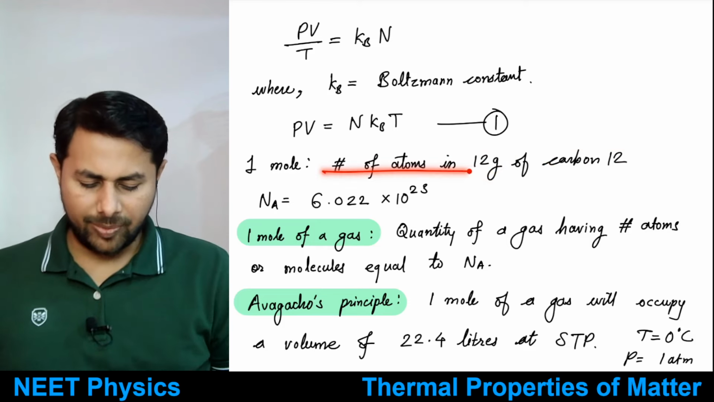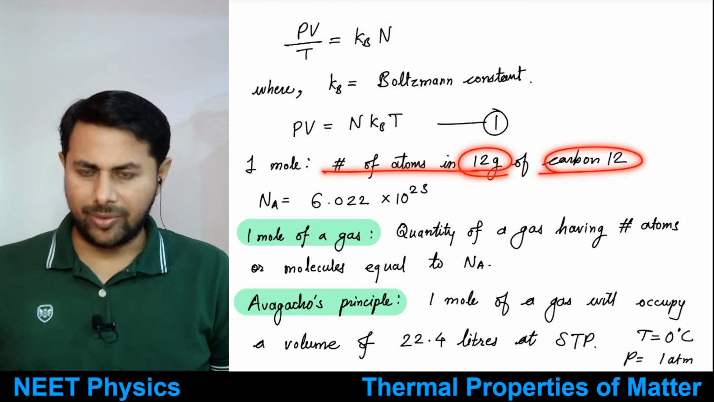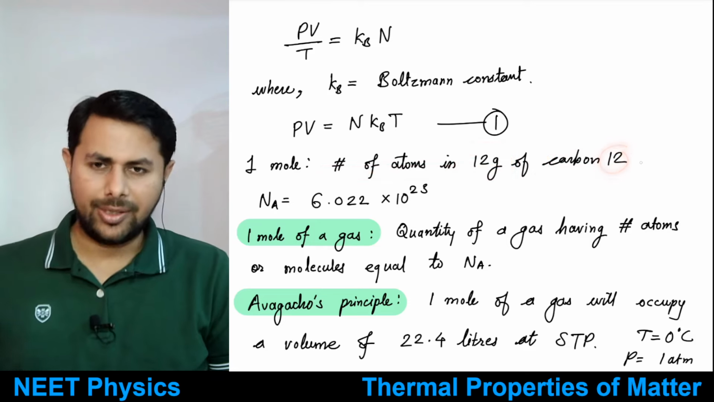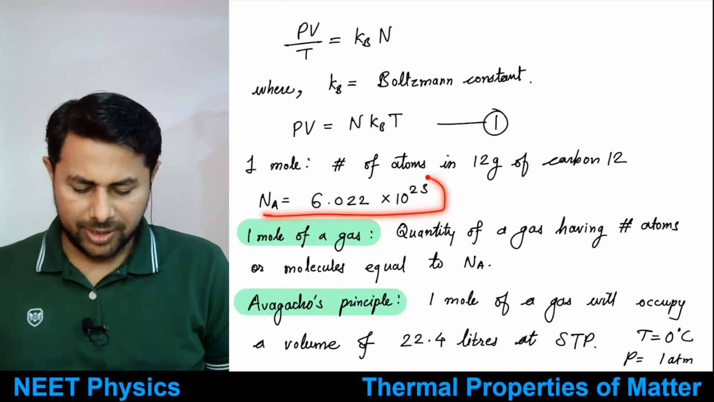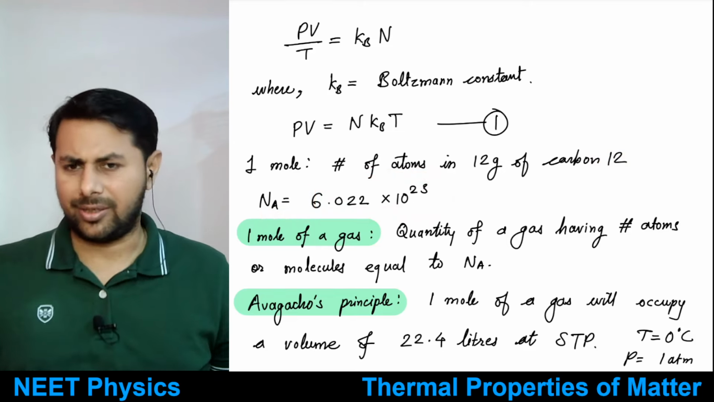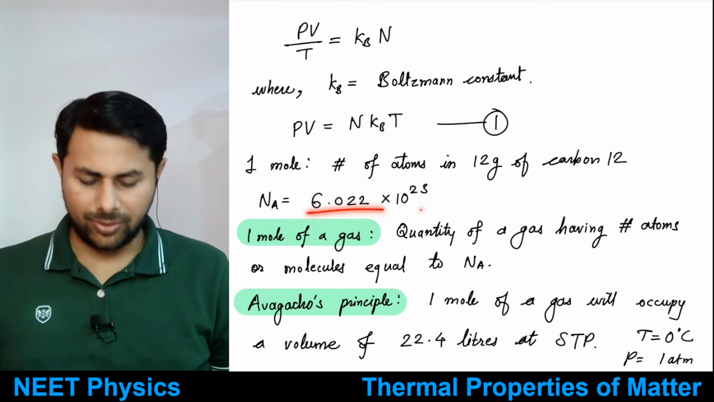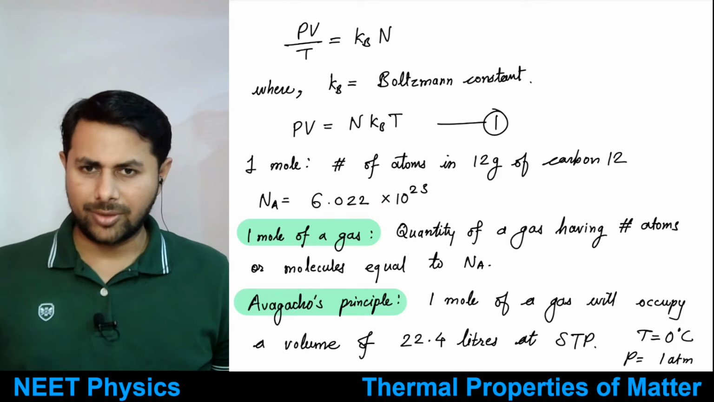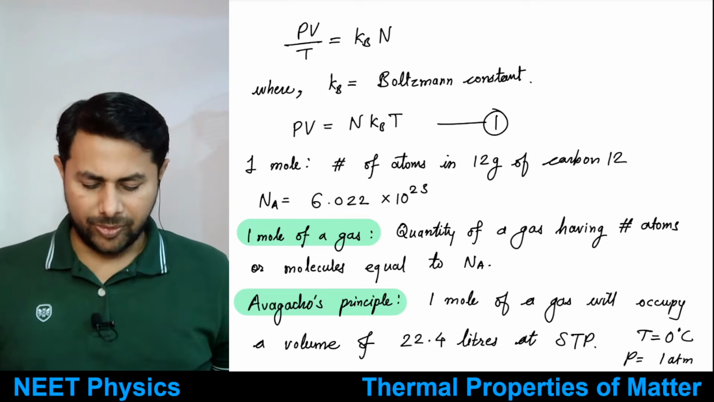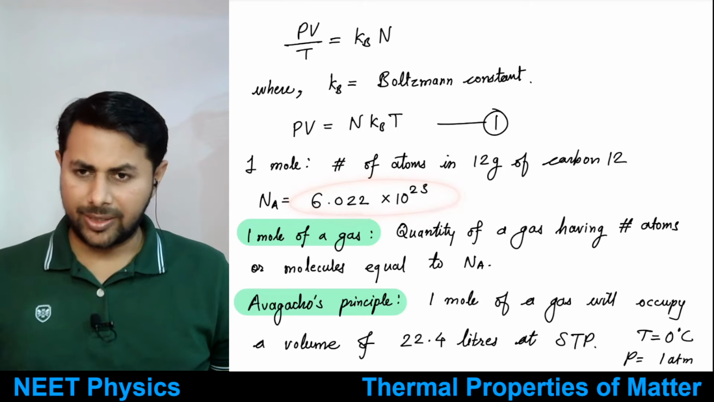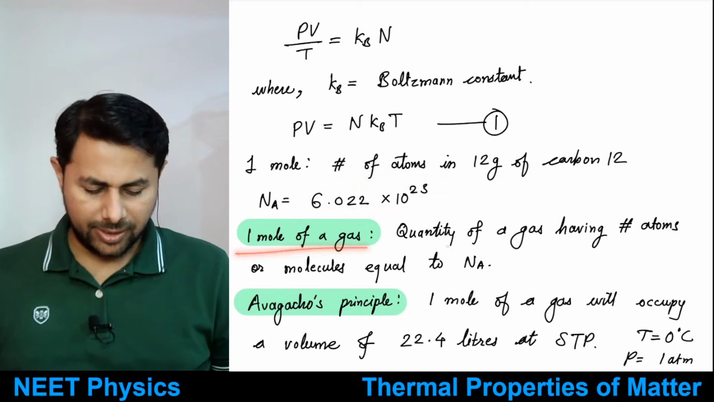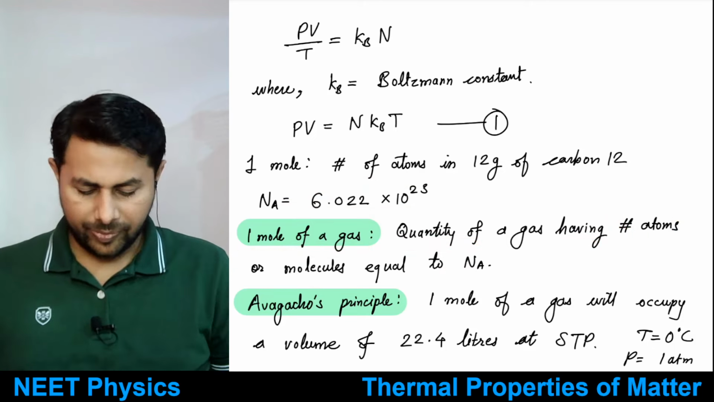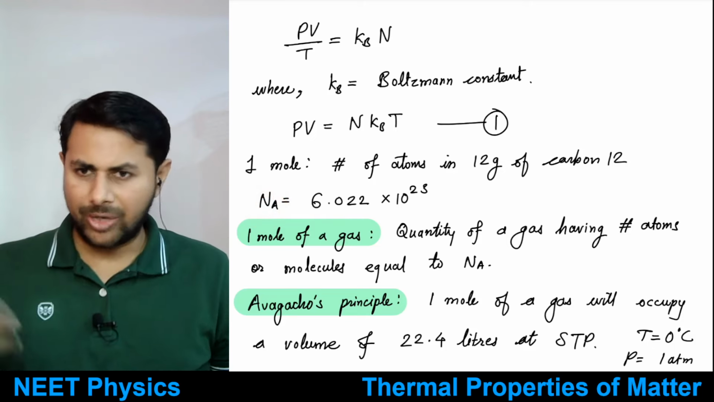Okay, so the number of atoms in 12 grams of carbon-12. The mass number of this carbon is 12, so it is 6.022 multiplied by 10 raised to 23. That means the number of atoms or molecules in 1 mole of anything would be what? 6.022 multiplied by 10 raised to 23. So 1 mole of a gas is the quantity of gas having number of atoms or molecules equal to this number, which is known as Avogadro's number.